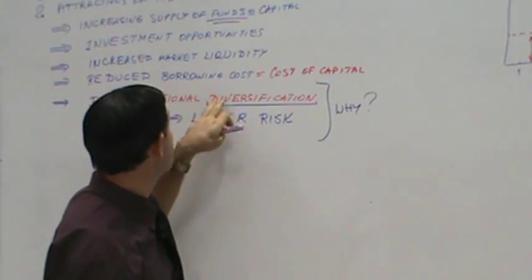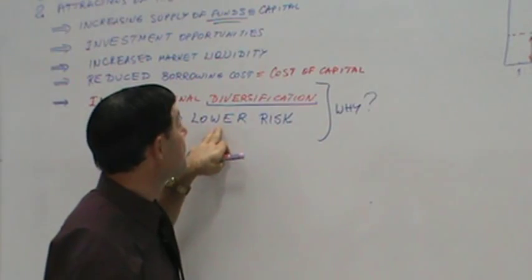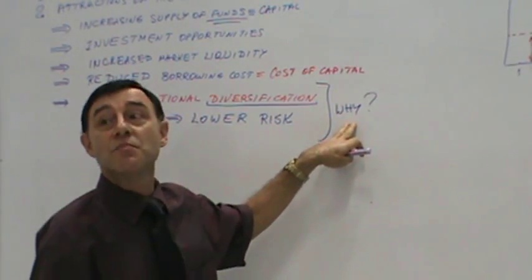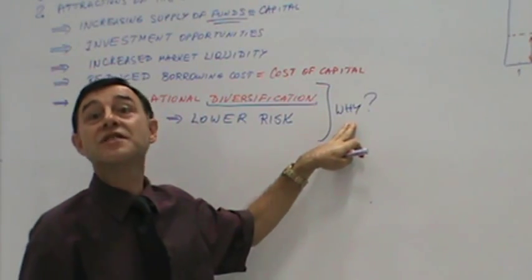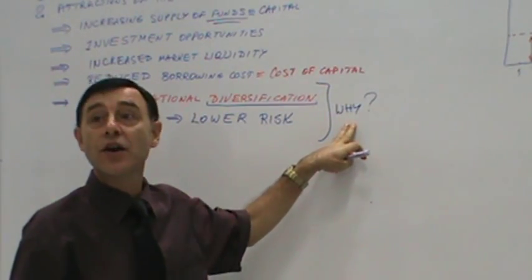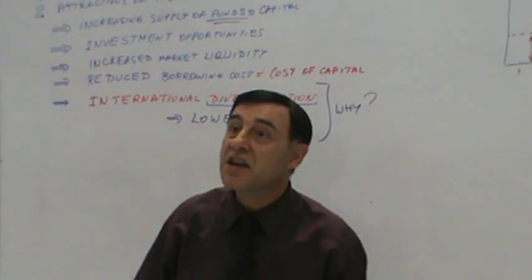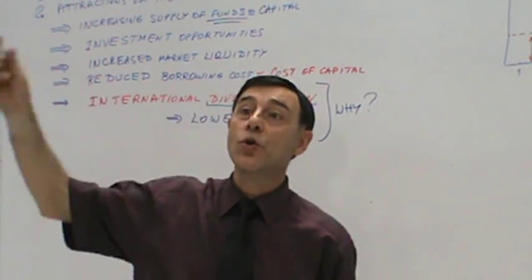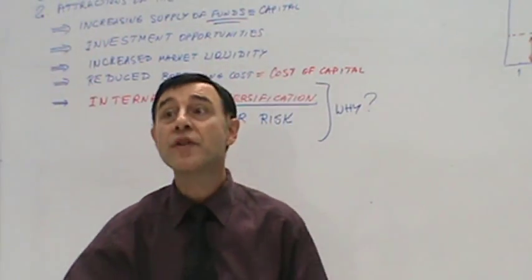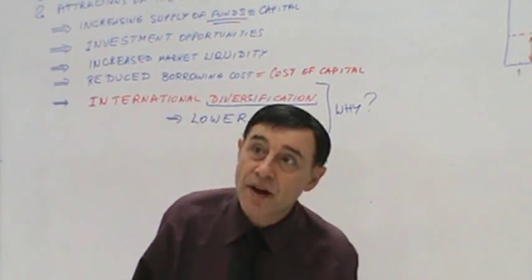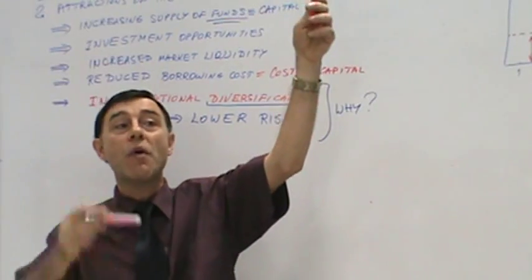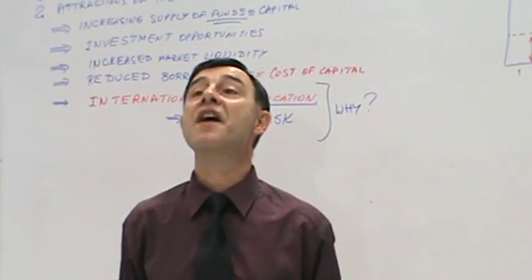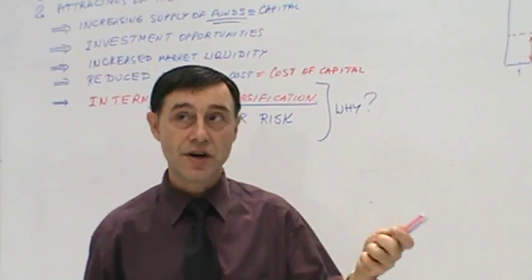So the major reason international diversification works is that markets between different countries are not highly correlated. You can have the Indian market go up and the German market go down, or the Indian market go down and the German market go up. You may have the British market go up and the French market go down. So you don't have very, very high correlation.